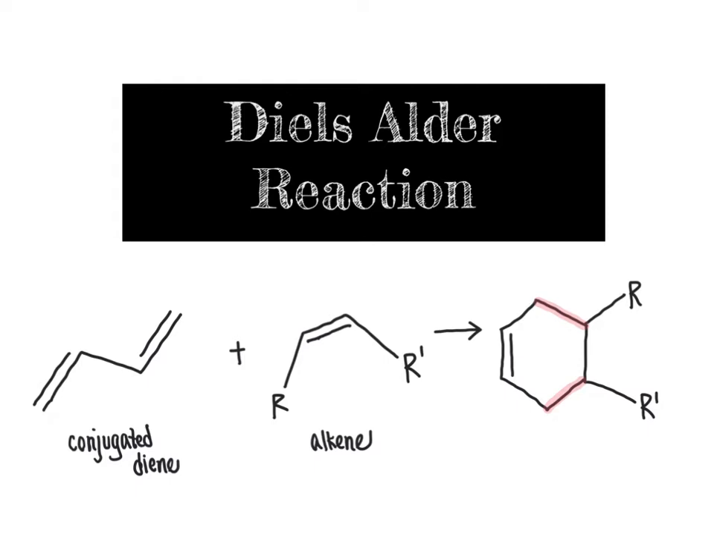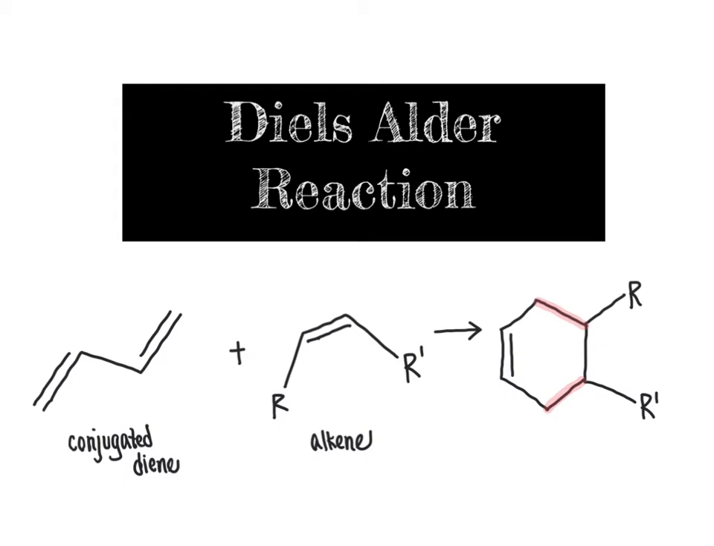This reaction yields two new carbon-carbon bonds within a single reaction by taking a conjugated diene, reacting it with an alkene, to ultimately create a ring, such as we've shown here, that is formed by creating two new carbon-carbon bonds, which are highlighted in pink on the product side.